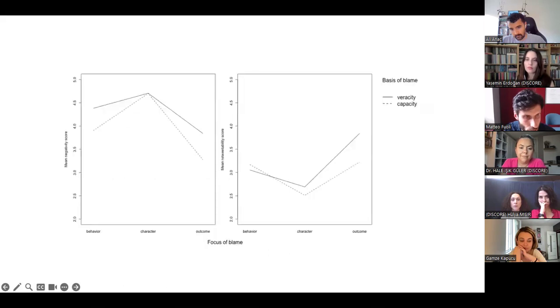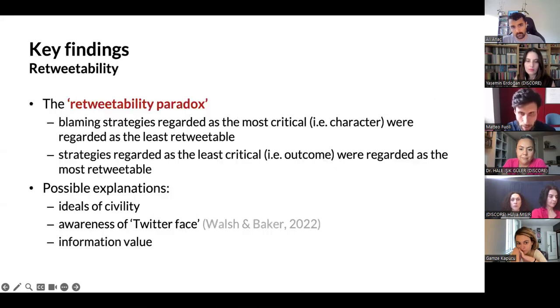You can see the two lines here completely and neatly intersecting, so that, regardless of what the politician is accused of, if their character is being attacked, then that's the most negative form of blaming. Now, from the point of view of retweetability, what we uncovered goes against our initial hypothesis.